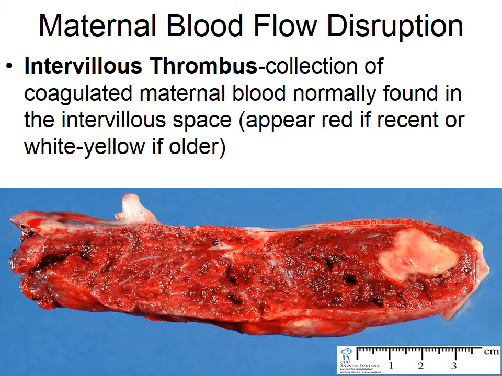Grossly, those round or oval collections vary in size up to several centimeters. They appear red if recent or white-yellow if older, and they develop at any placental depth. Intervillous thrombi are common and typically not associated with adverse fetal sequelae. Because there is potential for communication between maternal and fetal circulations, they can cause elevated maternal serum alpha-fetoprotein levels.